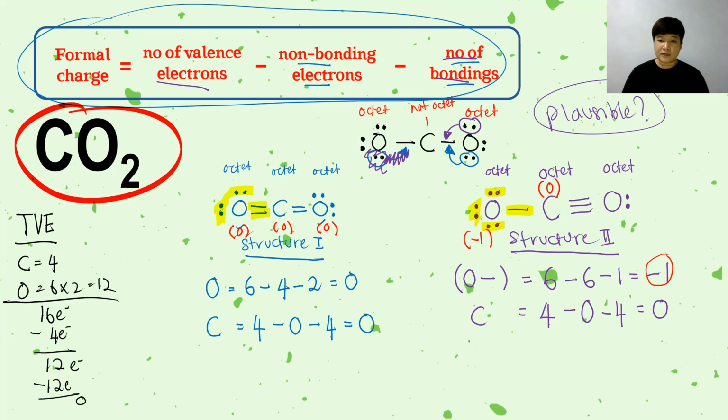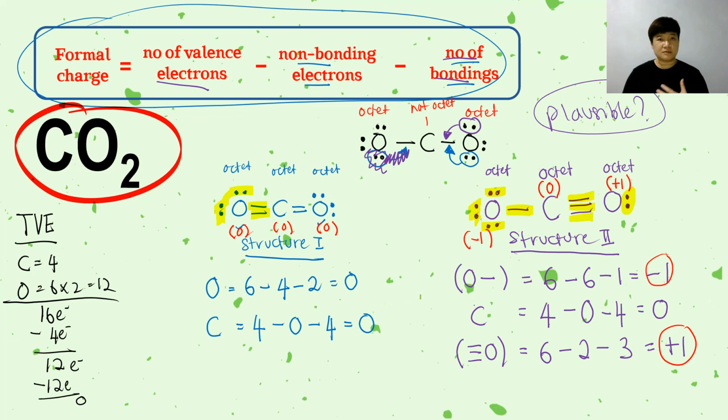Next, let's calculate the triple bond oxygen. So the triple bond oxygen over here, again, valence electron of oxygen 6 minus the non-bonding electrons. The non-bonding electrons over here, 2. So 6 minus 2 minus the number of bonding. I have 1 bonding, 2 bonding, 3 bonding. So we minus 3. 6 minus 2 minus 3, I will have positive 1. So the formal charge of the triple bond oxygen will be positive 1 as calculated.